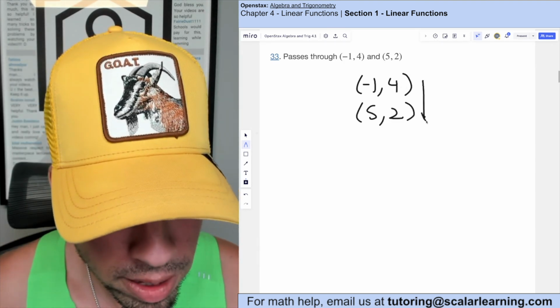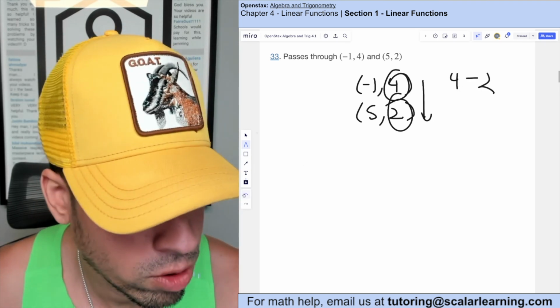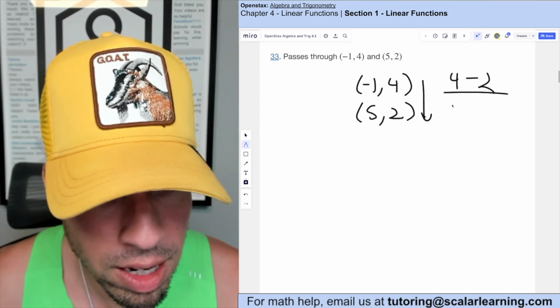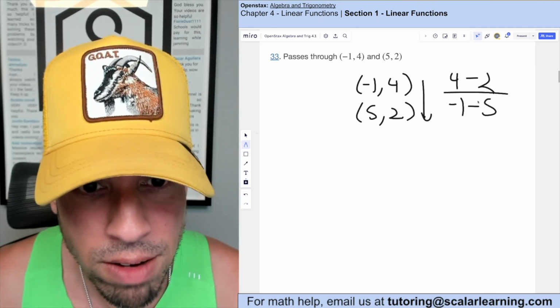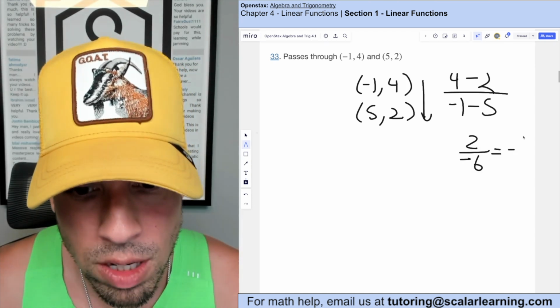To find the linear equation, first I'm going to stack the coordinates so I can calculate the slope. Next, I'm going to subtract down, so we do the difference of the y's on top, right? 4 minus 2 first, and then over the difference of the x's, -1 minus 5. 4 minus 2 is 2, -1 minus 5 is -6, and that simplifies to -1/3.